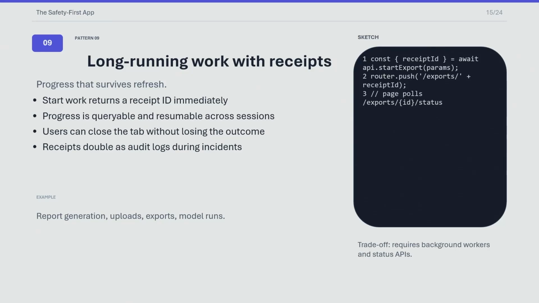And of course, having receipts double as audit logs during incidents really does a lot of good as well, to be able to debug it easier too. As part of this, you can also see from the code sketch that we would do an await based on a start export, for instance. When we start exporting, we push the relevant export route, and then we would be able to poll the page based on a specific ID status.